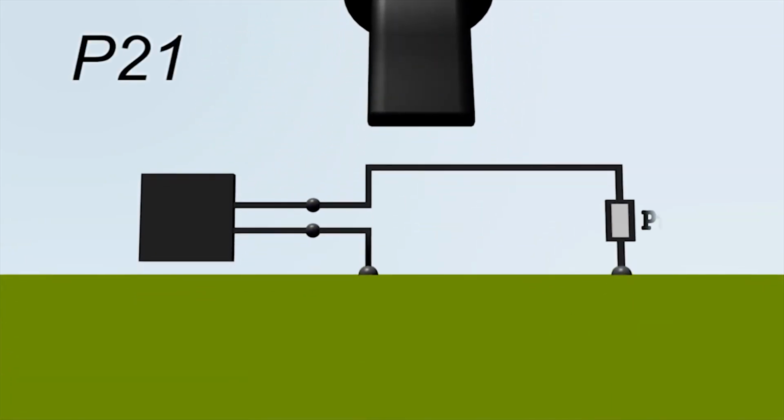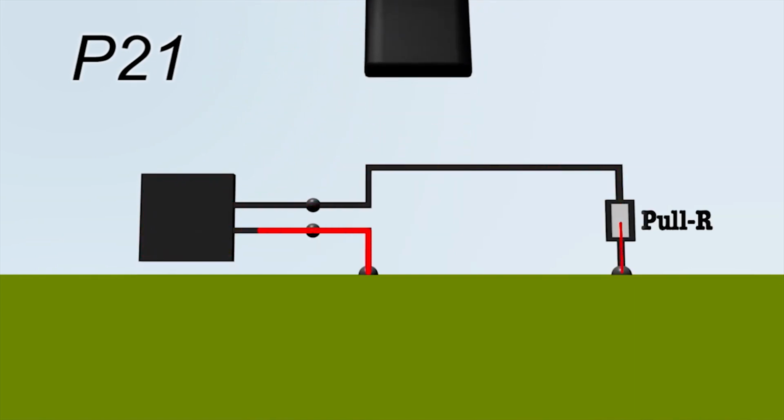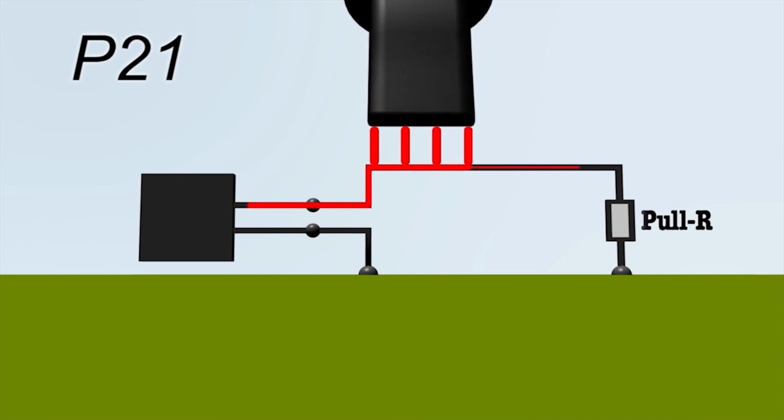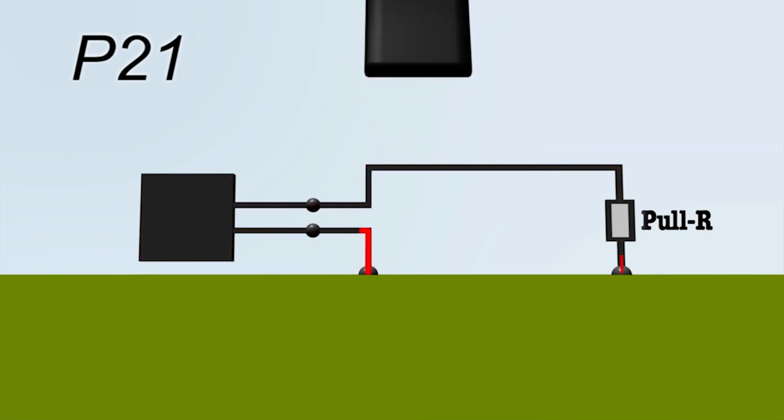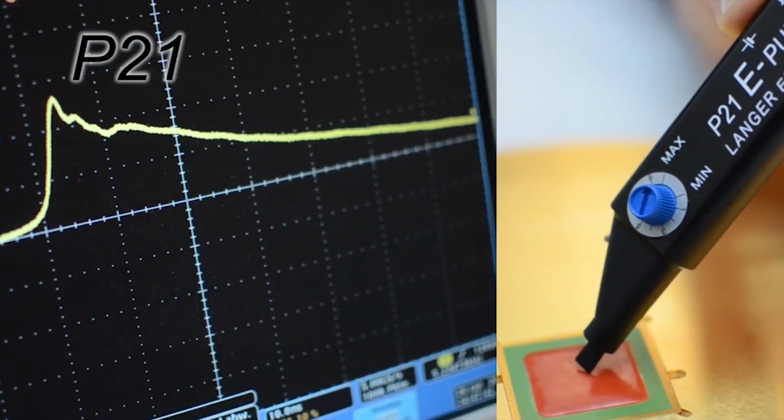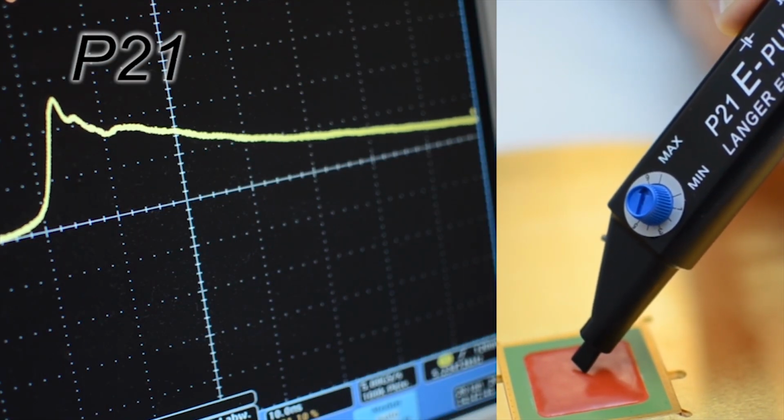The P21 generates a pulsed electric field. If this pulsed field acts on the conductor runs or components, a disturbance current flows into the IC's input. At the same time, a disturbance voltage pulse is generated on the resistor. The higher the resistor's resistance, the higher the voltage pulse. This is the electric field of the P21 mini-burst generator.